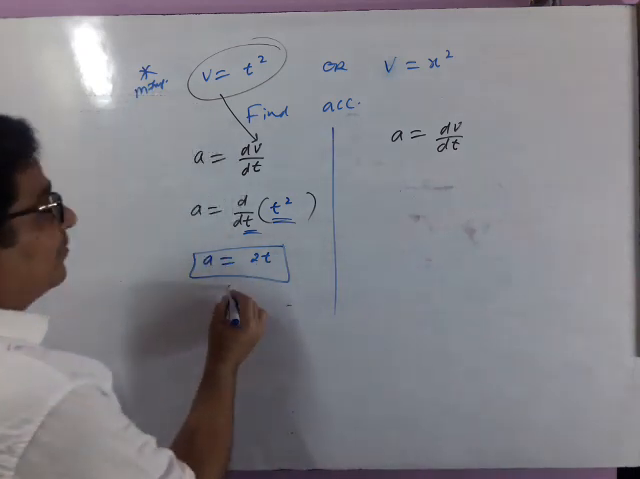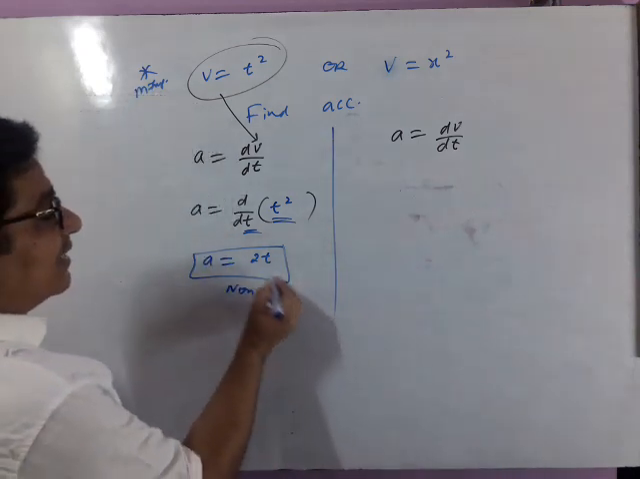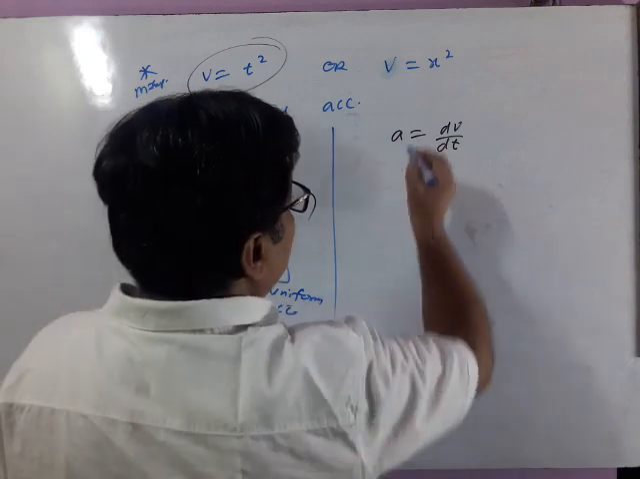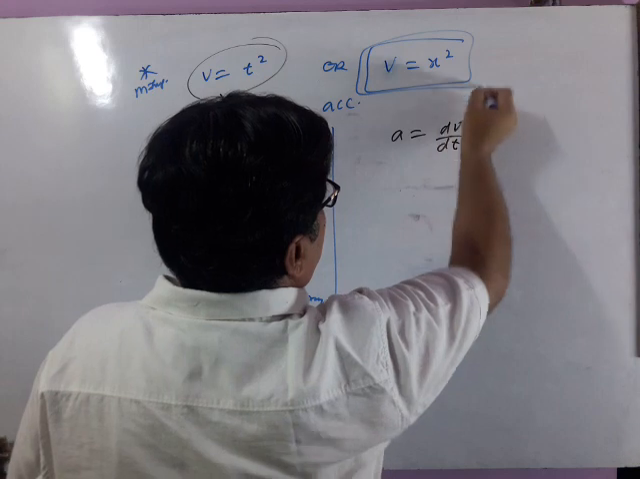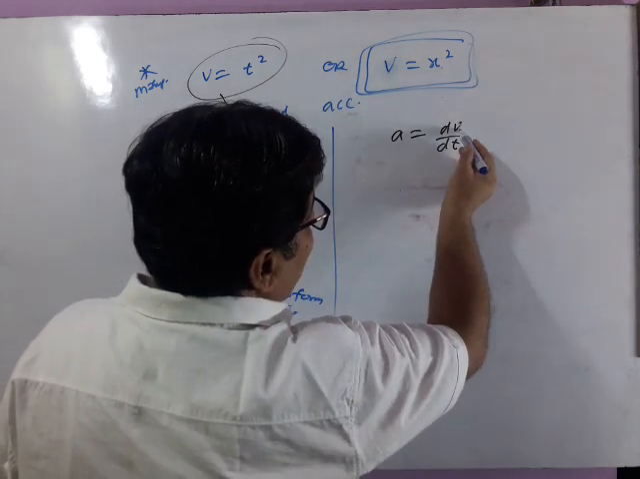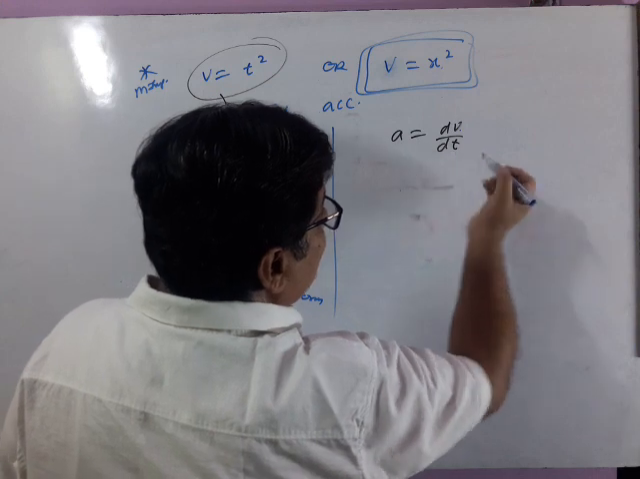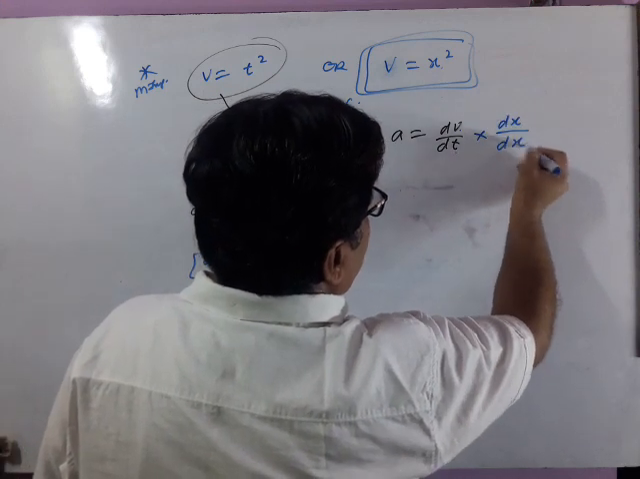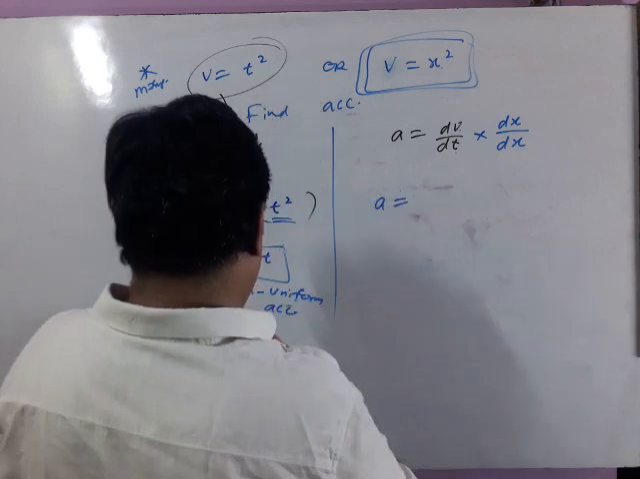It is non-uniform acceleration. It is depending upon time. It is variable. See, here velocity is depending upon x. And we know in the formula of acceleration, velocity as a function of time. So what to do? Most important point: multiply by dx and divide by dx.